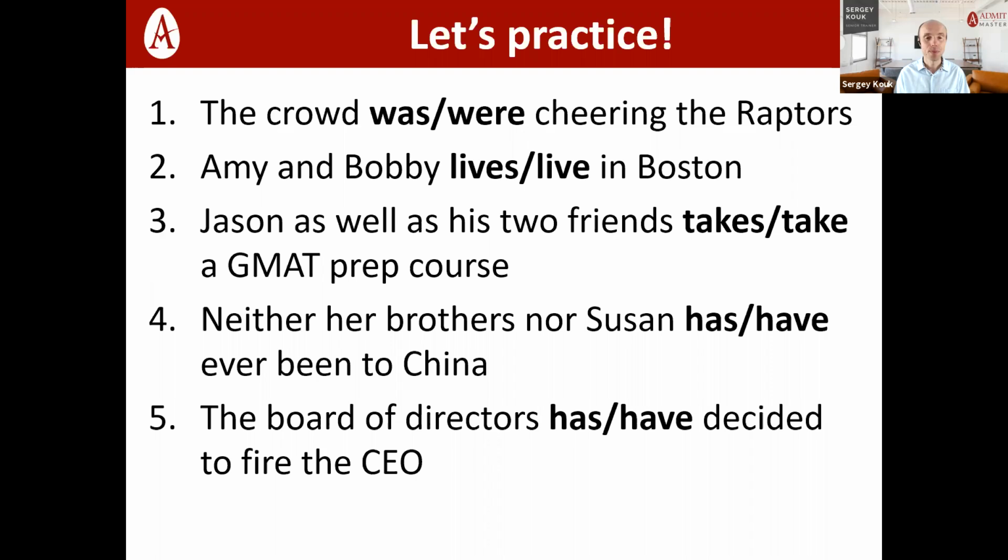Number 2. Amy and Bobby live or lives in Boston. Well, most people said live, a few people said lives. Who lives in Boston? Amy and Bobby. How many people live in Boston? Two people. Two is more than one. It's plural. That's why we need to say live in Boston. Let's keep going. Jason, as well as his two friends, takes or take a GMAT prep course.